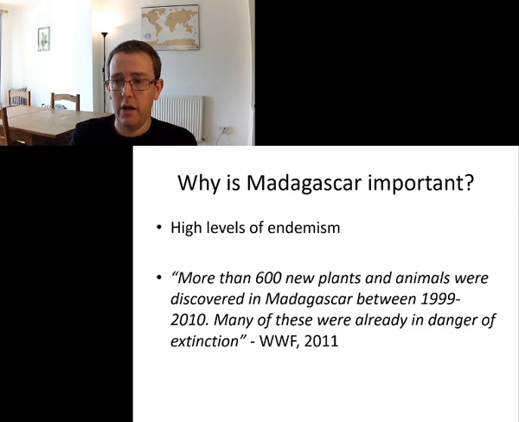So there's a quote from the World Wildlife Fund on Madagascar in 2011 that 600 new plants and animals were discovered in Madagascar between 1999 and 2010. Many of them were already at point of discovery in danger of extinction. So it's obviously a very important conservation priority. To give you an example, our first moment walking into the camp, there's lemurs in the trees, right, just there to look at us.